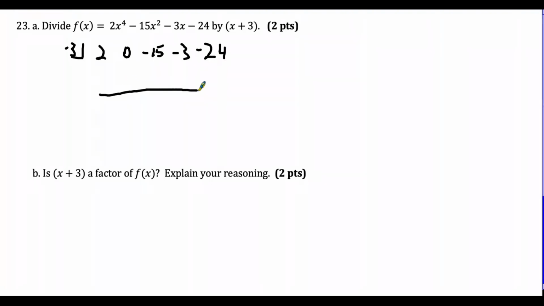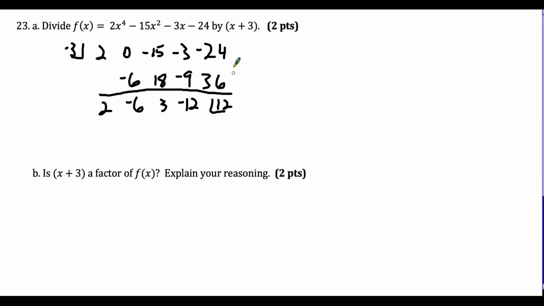So go through my synthetic division process, bring the first number down, multiply by what's up here in my box, add, multiply, add, multiply, add, multiply, and add.